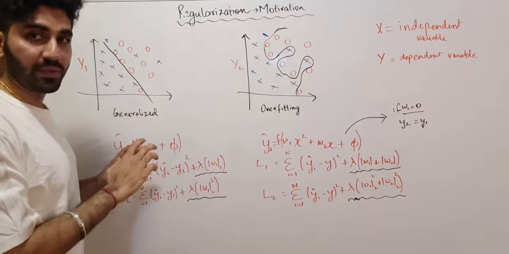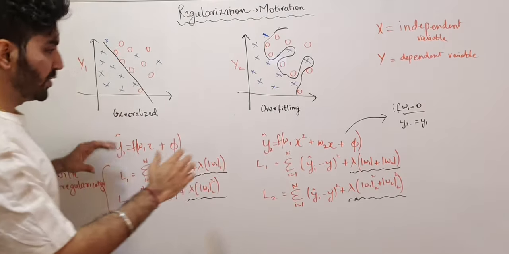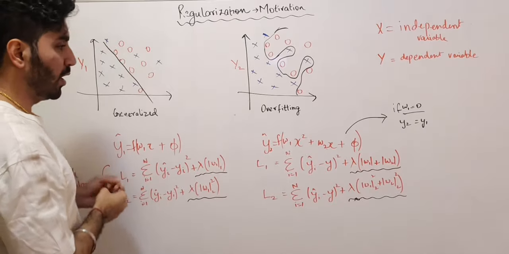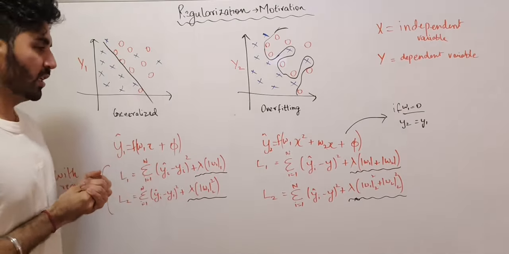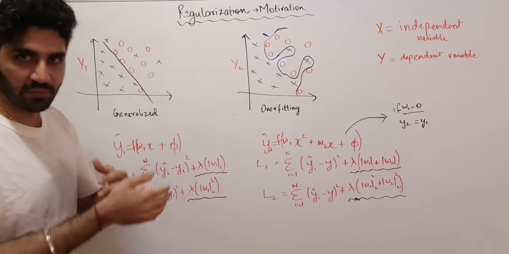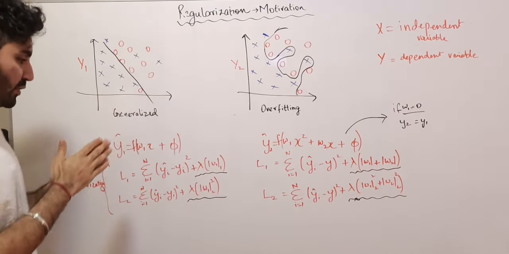Now, since we have the predicted y values equation ready, we just need to have a loss function on these predicted values. If you are familiar with general machine learning, you might know that you need to have a loss function that basically minimizes the loss between the actual and predicted values.